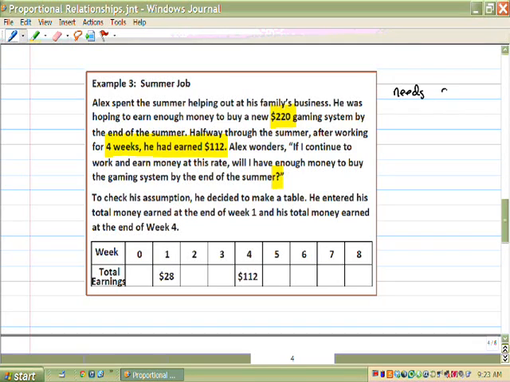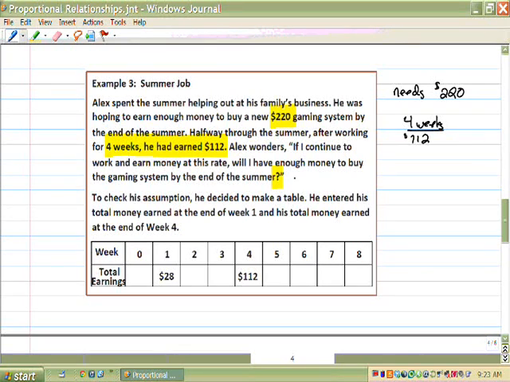So he needs $220 to buy his game system. The 4 weeks, $112. Okay, that is a ratio. So 4 weeks, $112. And then the sentence with the question mark, you want to know if he's going to have enough money. Well, do we have enough information?